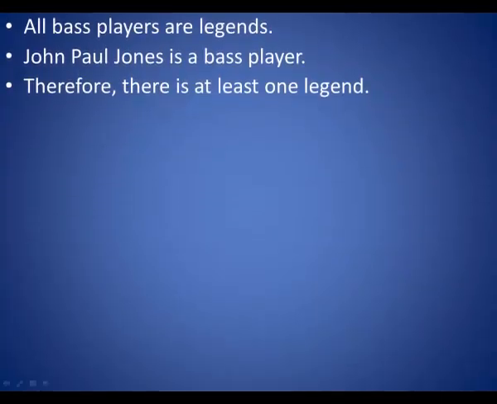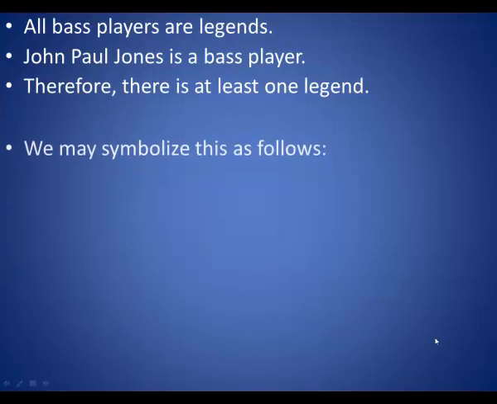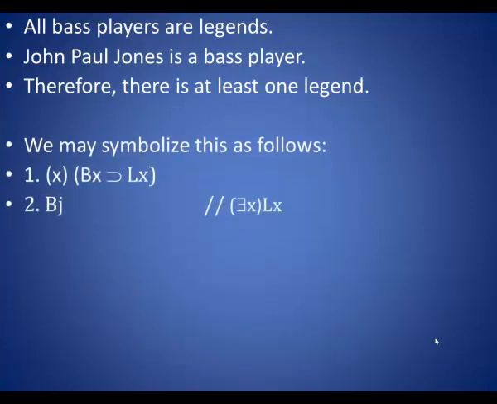So let's take a look at an example. All bass players are legends. John Paul Jones is a bass player. Therefore, John Paul Jones is a legend. We can symbolize this as follows. For all x, if x is a bass player, then x is a legend. John Paul Jones is a bass player. Therefore, there exists at least one x that is a legend. There's an x that's an L. There exists at least one x, and that x is an L.